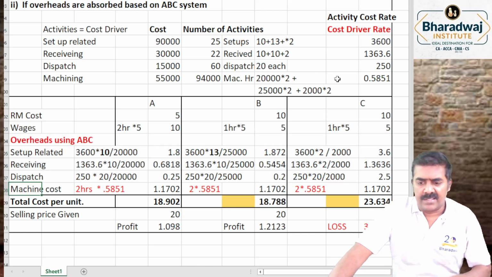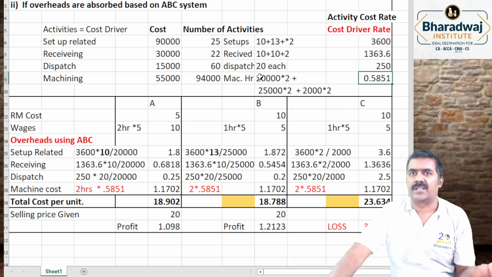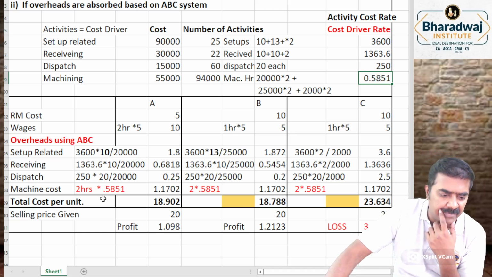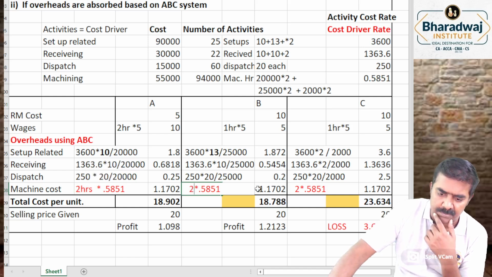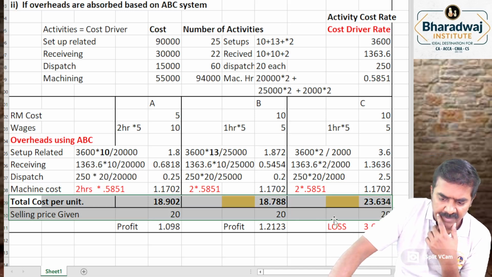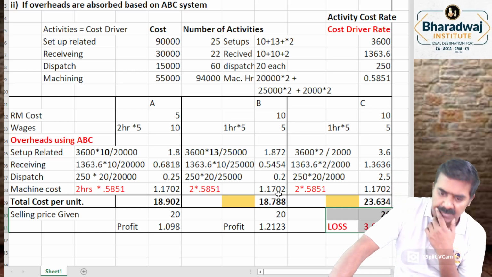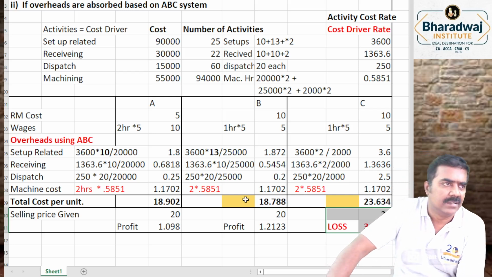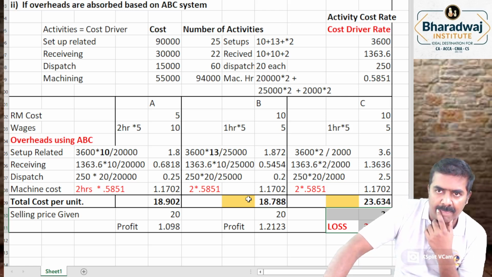Machining cost. We can do it alternatively: 0.5851 divided by total number of hours, divided by total number of units. Otherwise, directly what can we take? 0.5851 into how many hours per unit? 2 hours per unit. So this is under the ABC system. We find which product, if at all you want to drop, should be dropped. This is the advantage of going for which method? ABC method. This will give you product performance properly.